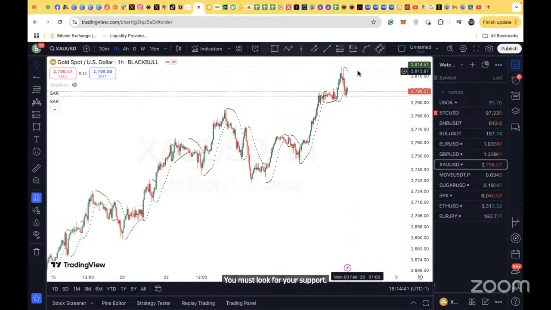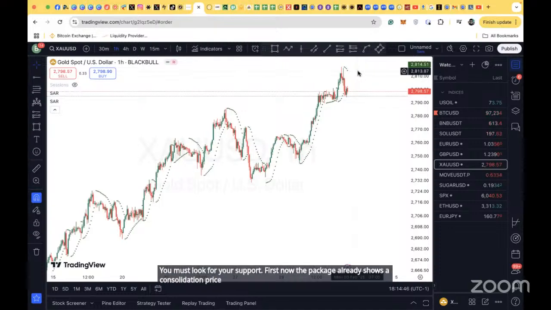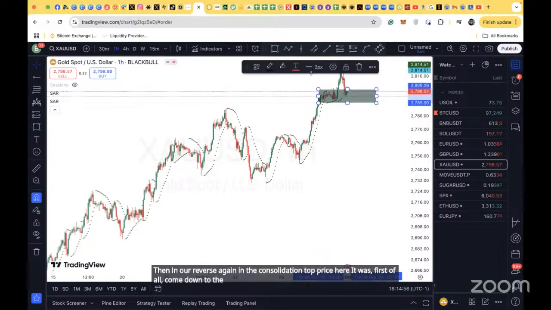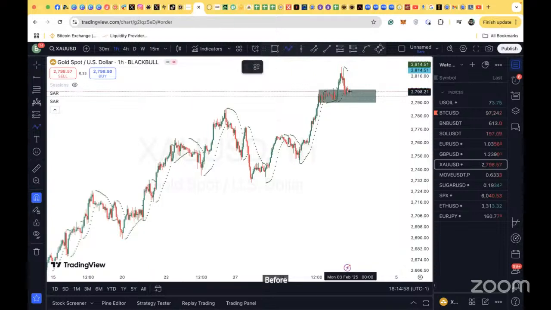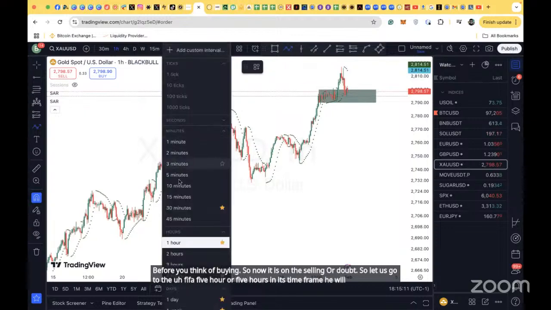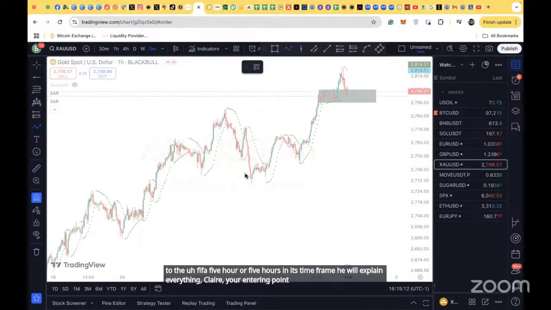Now, the market already shows a consolidation price before it skyrockets. Then it reverses again at the consolidation top price here. It must first of all come down to the consolidation support before you think of buying. So now it is on the selling order. So let us go to the 5 minutes time frame. It will explain everything clearly, your entry point. So please, can you go to the 5 minutes time frame for entry points?